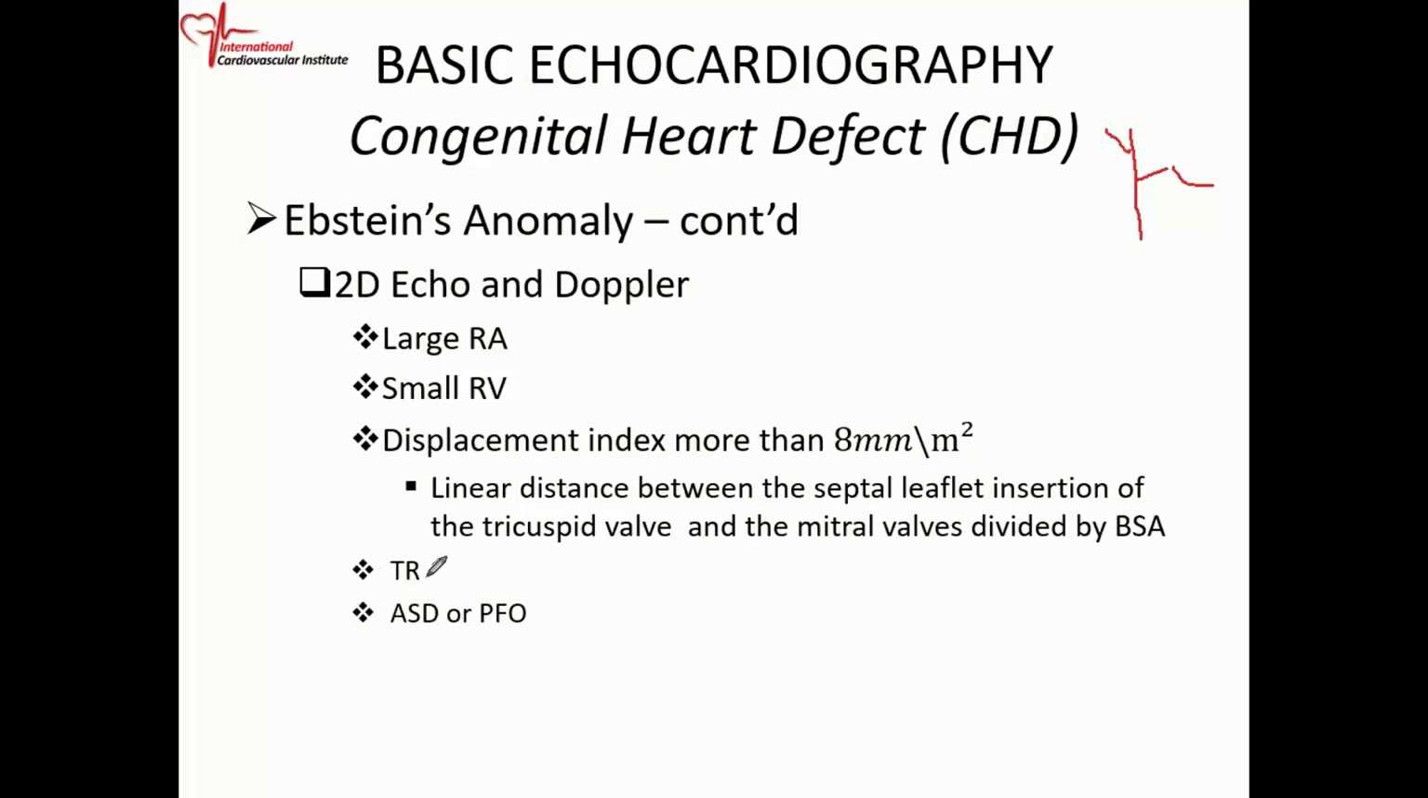Again, these patients are going to have a significant amount of tricuspid regurgitation, and 50% of your Ebstein anomaly patients will have an ASD or a PFO. So you have to remember the definition, especially for people who are doing exams, okay? When you're scanning, all you have to know is that the septal leaflet is going to be apically displaced. You're going to have a very small right ventricle, a huge right atrium, and significant amount of tricuspid regurgitation.